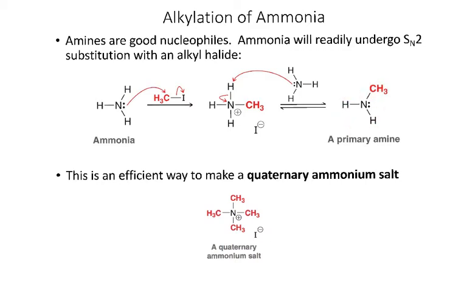Now it turns out this is a great method for making quaternary ammonium salts. A quaternary ammonium salt is where the nitrogen is attached to 4 different alkyl groups. It's not such a great method for making primary amines, and so let's go to the next slide to see why that is.